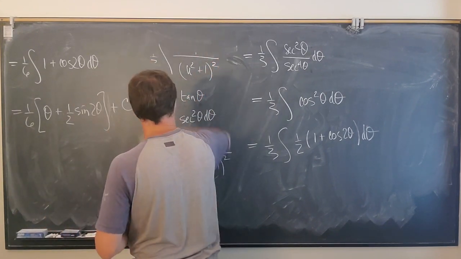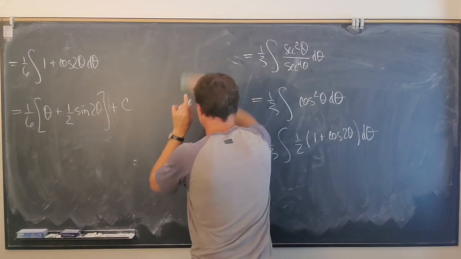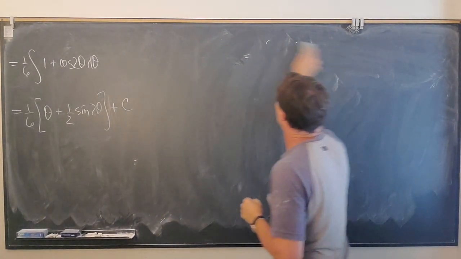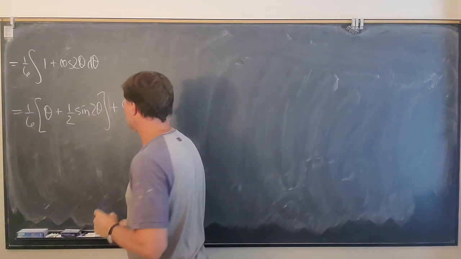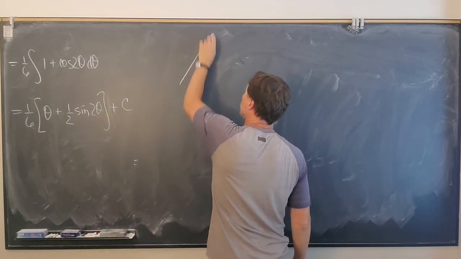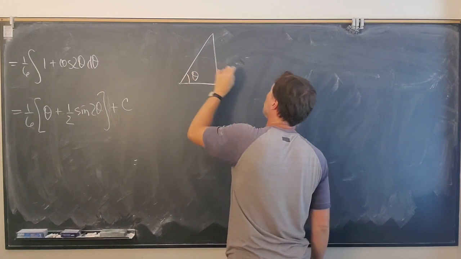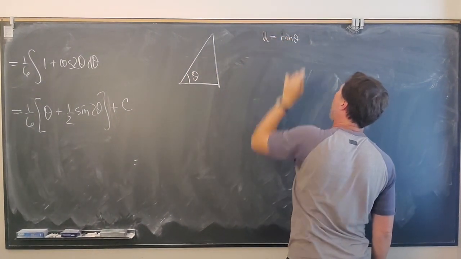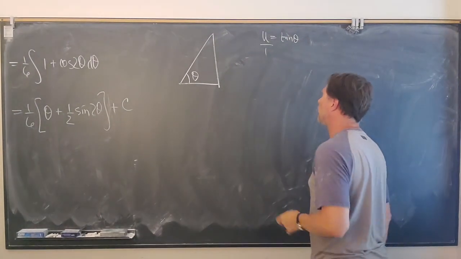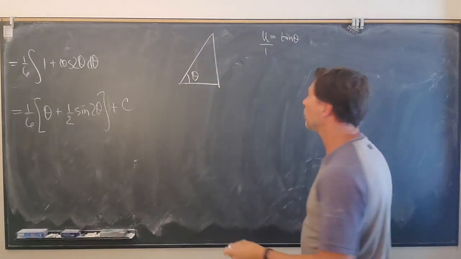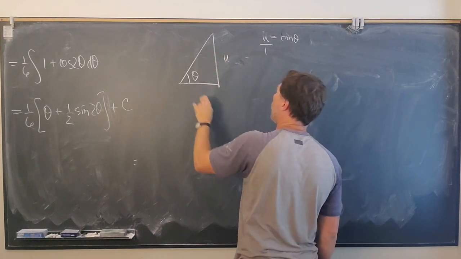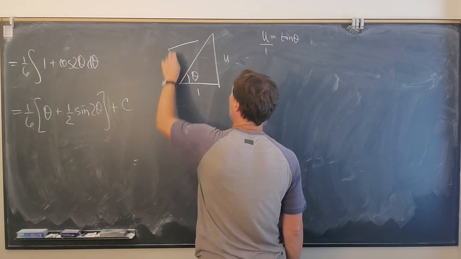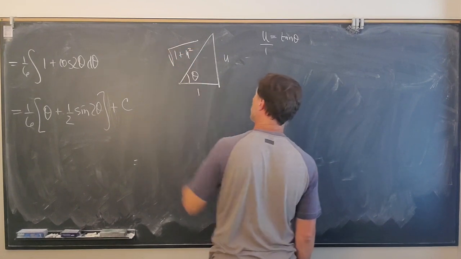Now we've got an answer, and I just need to remind myself that u equals tangent theta was the substitution. So now it's time to draw the triangle, labeled according to u equals tangent theta. You can think of that as u over 1, right? Tangent theta is opposite over adjacent. So I get a u here, a 1 here, and then that will be the square root of 1 plus u squared.